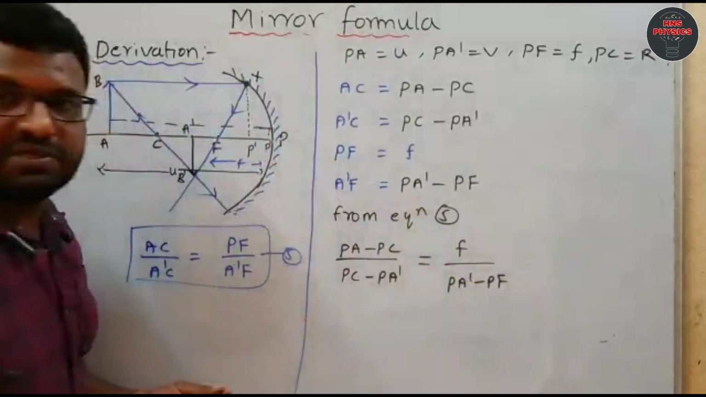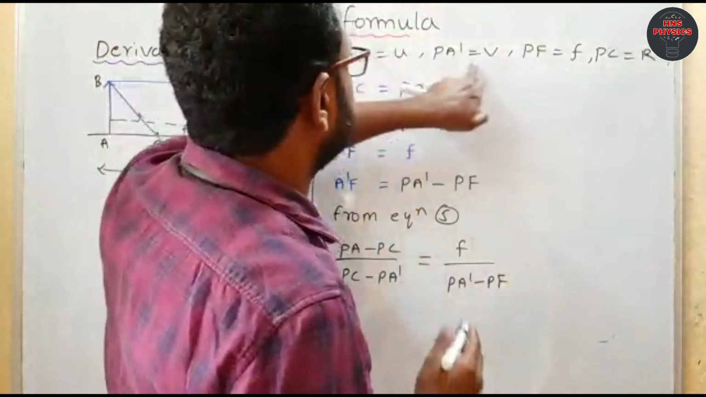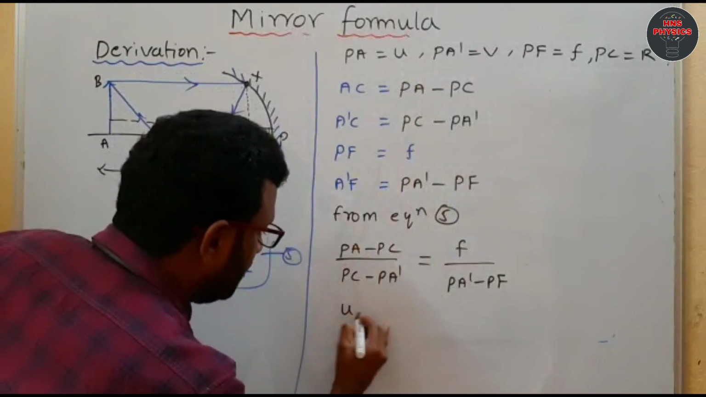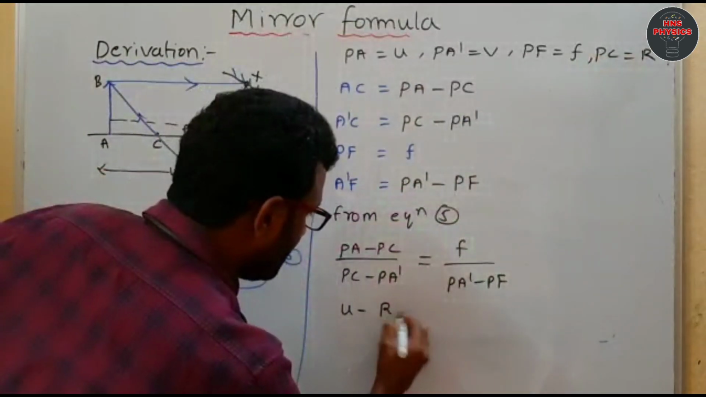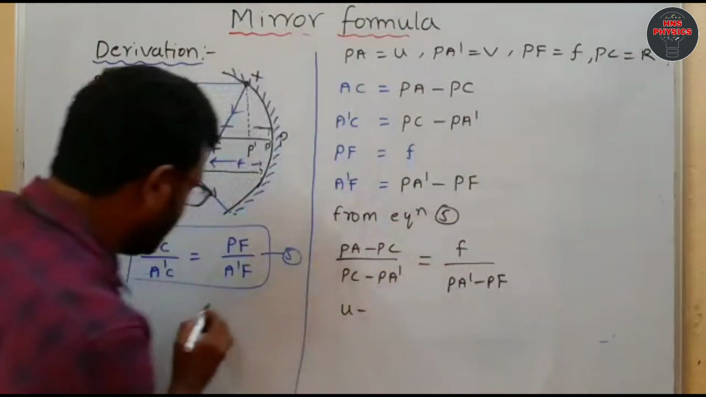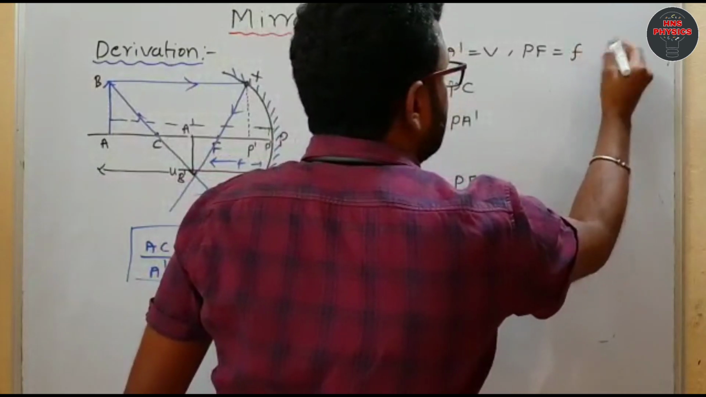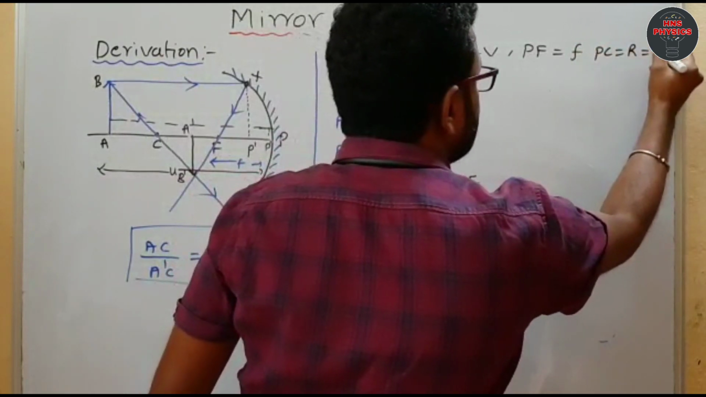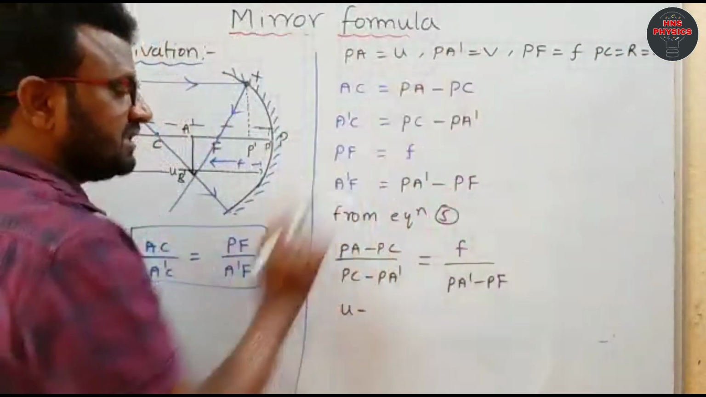Now we can substitute all these values here. PA is nothing but u, right? You can substitute here. In place of PA you can write u. PC is nothing but R, and R is nothing but double the focal length. PC is nothing but R, that is 2 times the focal length. Here the radius of curvature is 2 times the focal length.